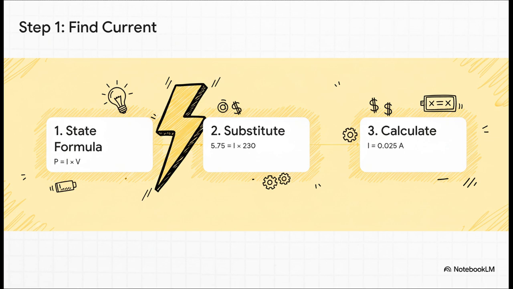Now, you might be thinking, how do I get resistance from power and voltage? Well, you can't, not directly anyway. It's a two-step process. First, we've got to find the current. We use the power equation, P equals I times V, pop in our numbers, and rearrange it. That gives us 5.75 divided by 230, which works out to a current of 0.025 amps.